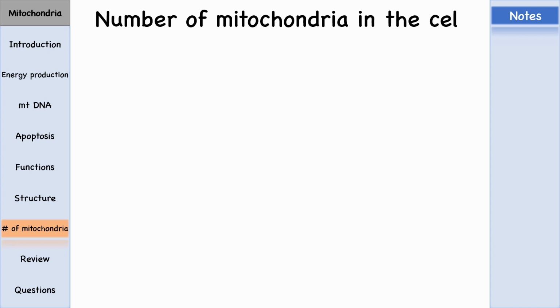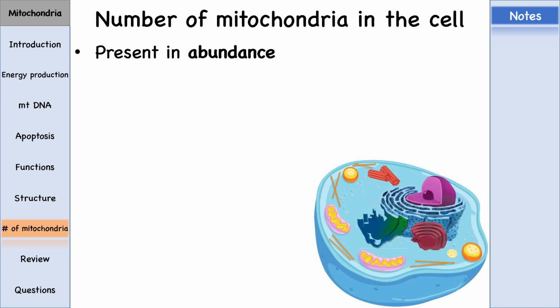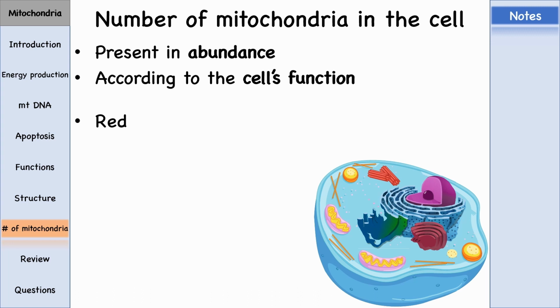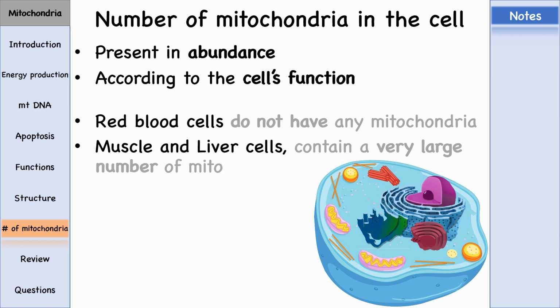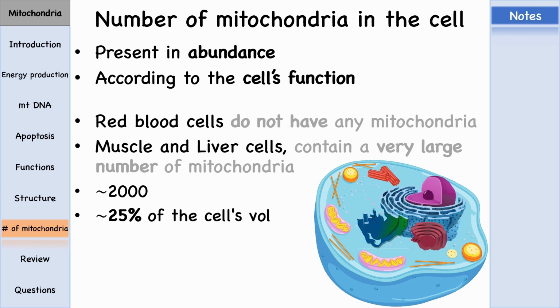Mitochondria are present in the cell in abundance, and the number of mitochondria in the cell varies according to the cell's function and the amount of energy it needs. For example, red blood cells do not have any mitochondria because they do not need energy. And other cells, such as muscles and especially liver cells, contain a very large number of mitochondria because their functions require a lot of energy. In a single cell that contains mitochondria, there is an average of 2000 mitochondria, thus making up 25% of the cell's volume despite its small size.